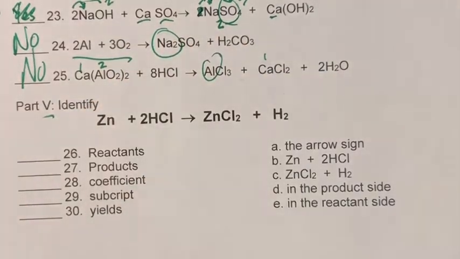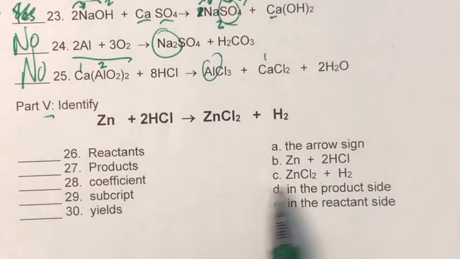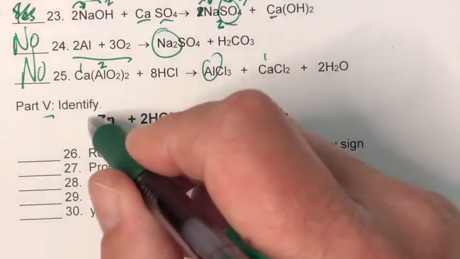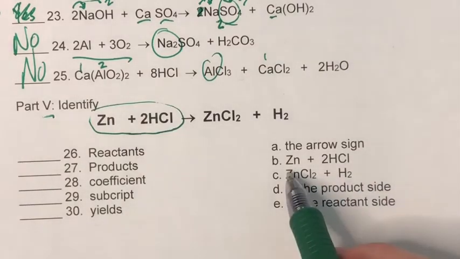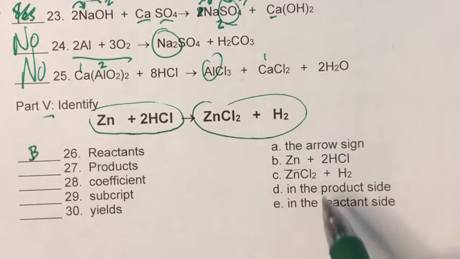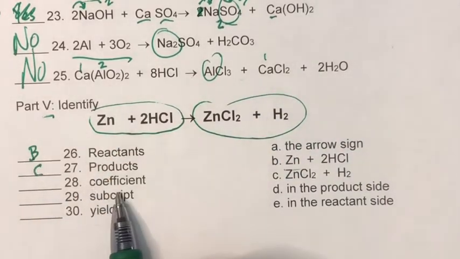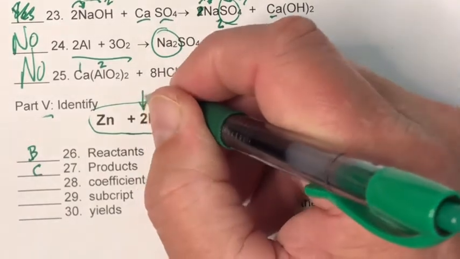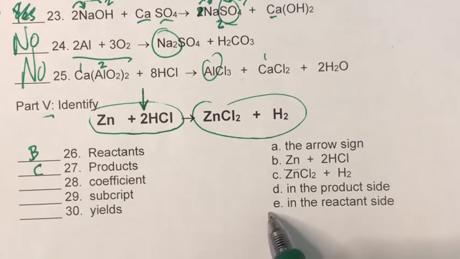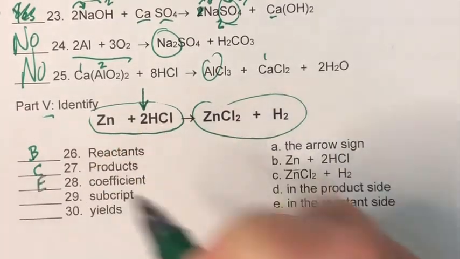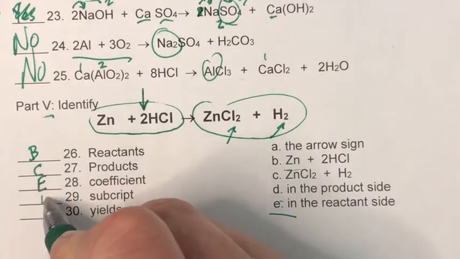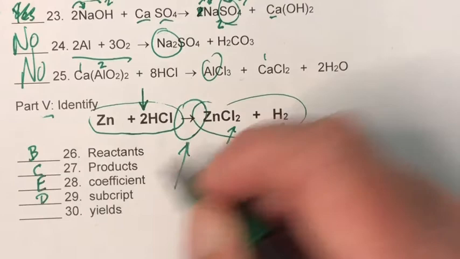Okay, part 5. That's V for you non-Romans. All right, so here we want to find these things in this chemical reaction here. So the reactants, well, these are the reactants right there. So that's going to be B. Products, those are your products. So that's going to be C. Coefficient. Well, we see here's a coefficient right here. There are no coefficients here. So coefficient would be in the reactant side. Subscript, we see subscripts here, and they are in the product side. And of course, yields is the arrow.